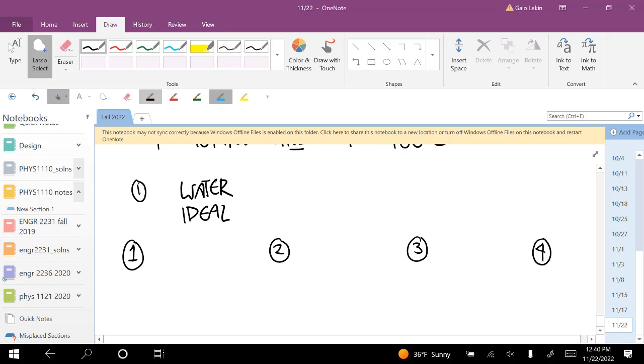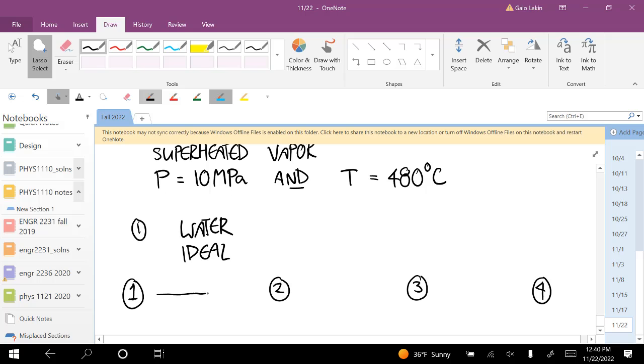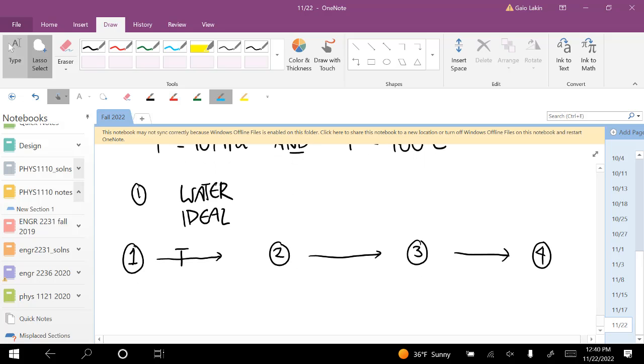And I'm just going to sort of write down what we know. 1 to 2 is the turbine, and that is isentropic. 2 to 3 is the condenser, and that's isobaric. 3 to 4 is the pump, and that's isentropic again. And then 4 back to 1 is the boiler, and that's isobaric again, constant pressure.